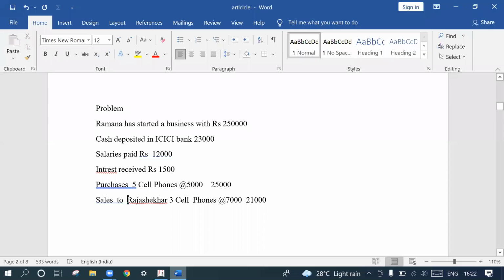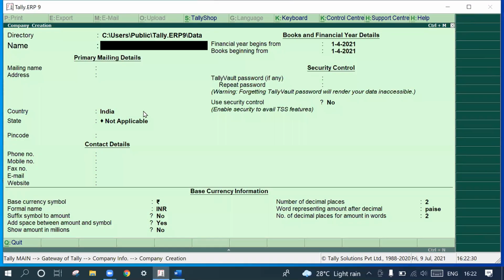Ramana has started business. So on his name, we have to create the company Ramana and Company in the Tally ERP9. Yes, Ramana and Company Limited. Yes. So enter name Ramana and Company Limited. Enter. So directory, that is directly here.